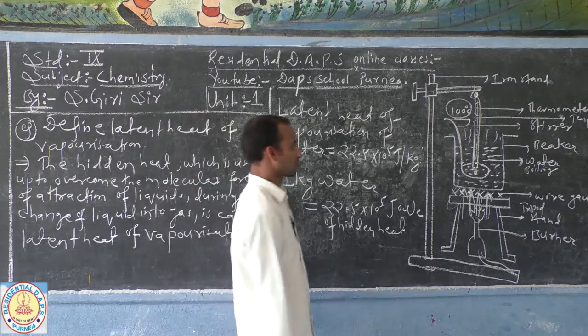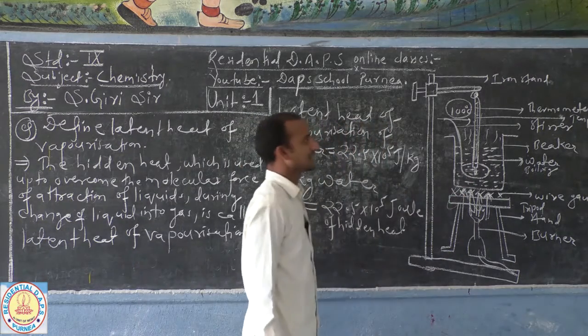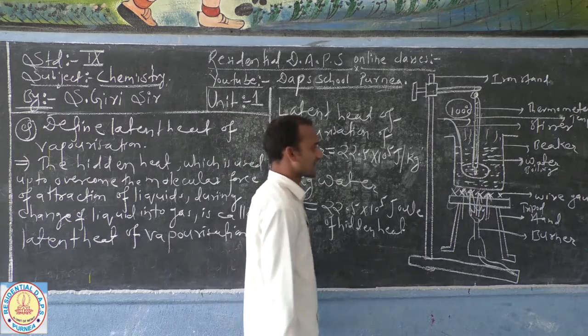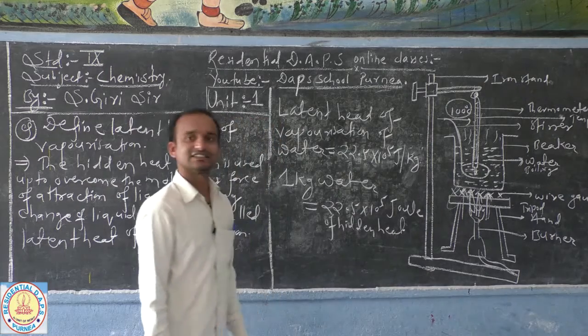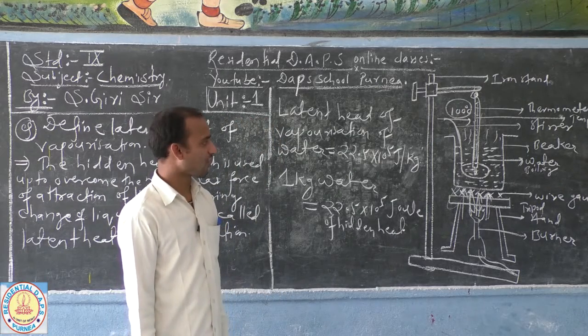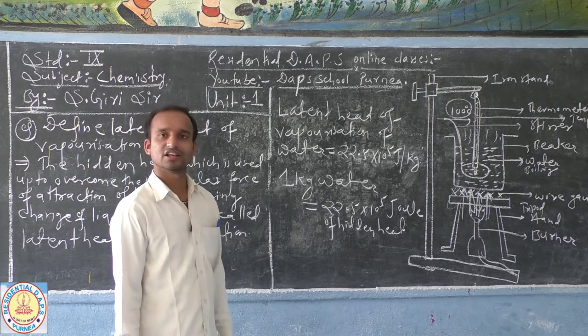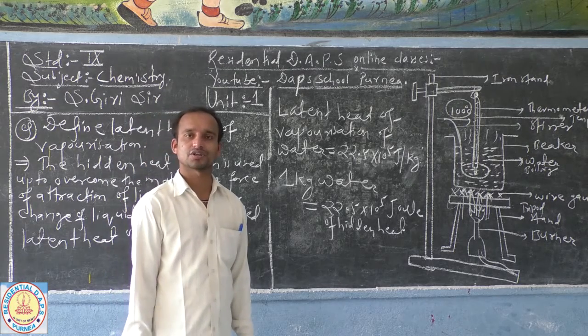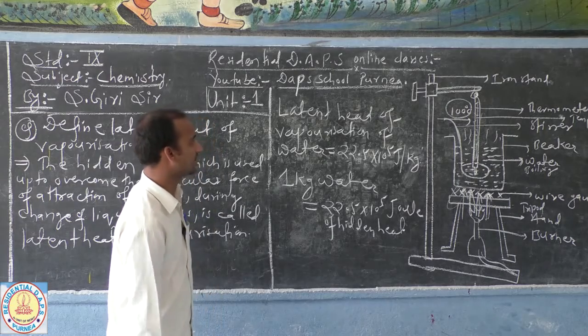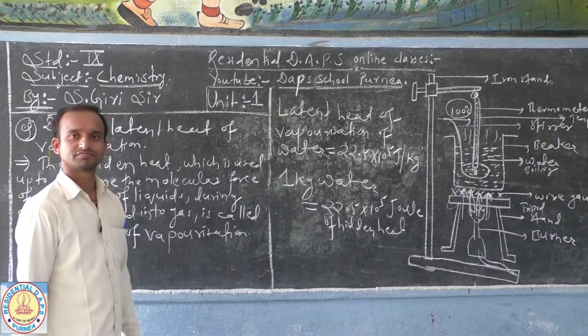Got the point? So this is all about the latent heat of vaporization. It means the total heat, the net heat taken to overcome all the molecular force of attraction between the water molecules without a rise in temperature at 100 degrees C, is known as latent heat of vaporization.